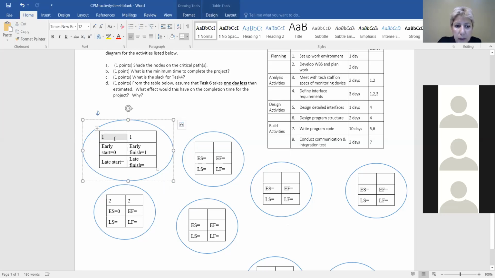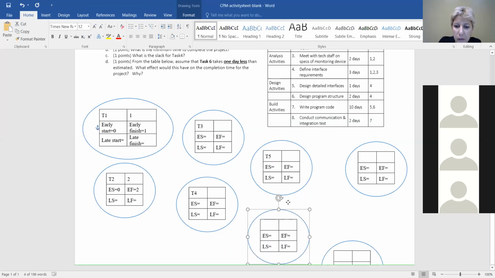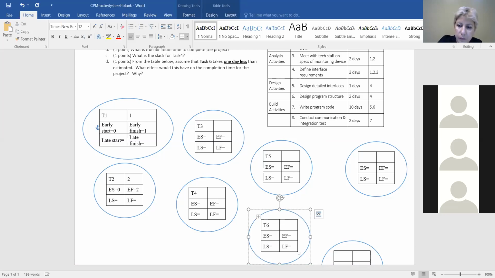I can put T1 because I feel like I get confused with the 2 numbers. Task 2, task. And then this is going to be T3. T4. 5. T6.